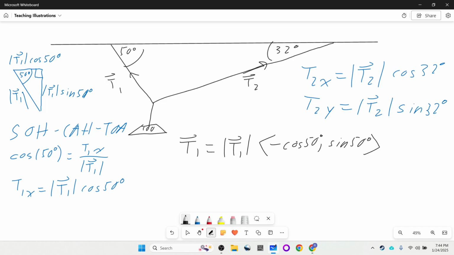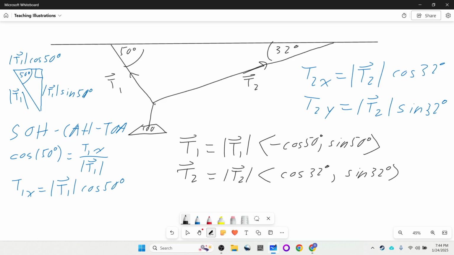And if you have a cosine and sine pair, that'll always be length 1 because of the unit circle. T2, if we split it up, would be the length of T2 times cosine 32 degrees, sine 32 degrees. In this case, they're both positive because it's pointing both right and up.